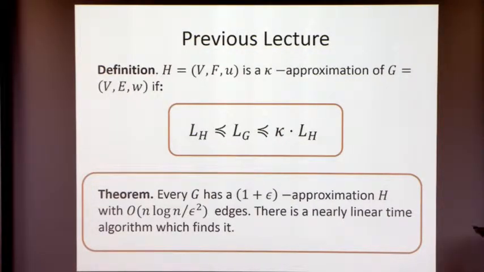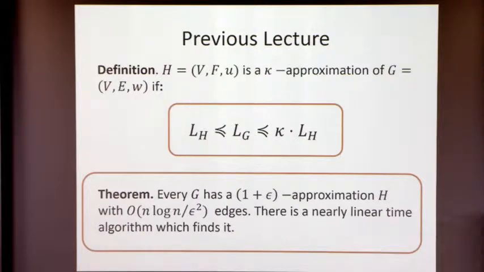What this means is that pointwise the quadratic forms are approximated. And the main theorem that I showed you is that every undirected weighted graph G has a 1 plus epsilon approximation in this sense with n log n over epsilon squared edges. And moreover, there's a very fast algorithm which finds it based on sampling according to effective resistances.